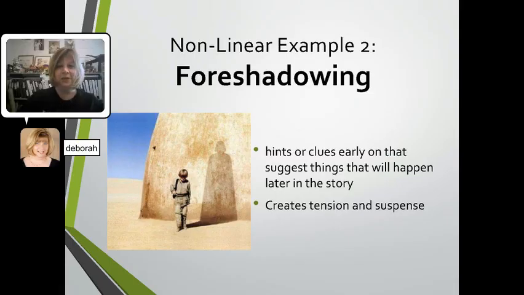Another type of nonlinear plot is using foreshadowing. Foreshadowing is when the author shadows or gives hints or clues about things that will happen later on in the story. And this creates some kind of tension and suspense because you know something's going to happen, but you don't know how or how it's going to get there.